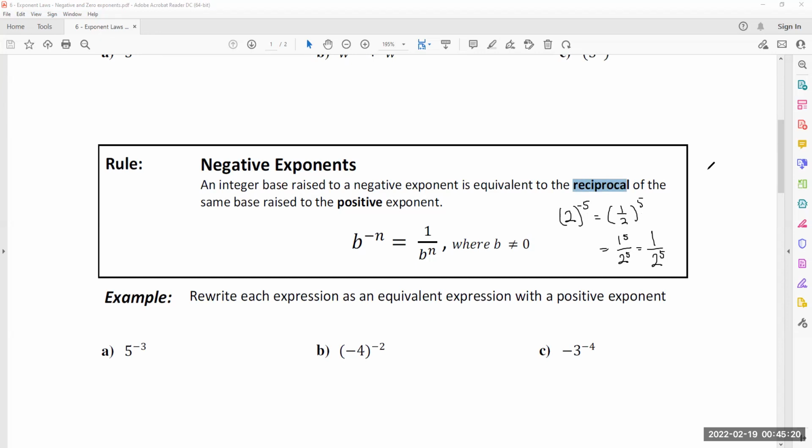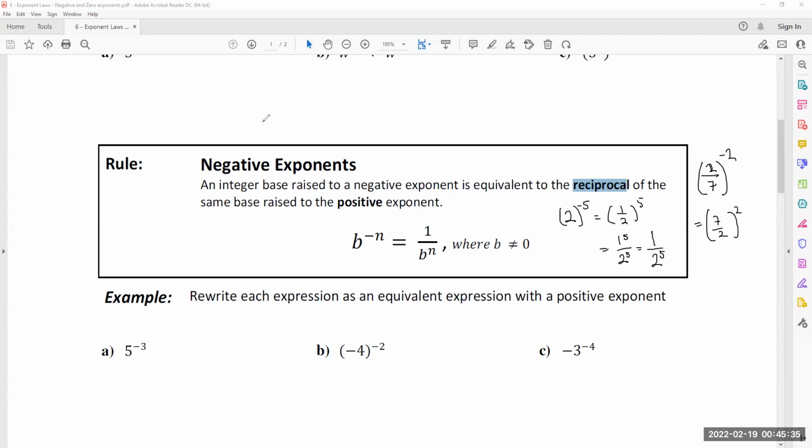Okay. Another one, let's say I have 2 over 7 to the power of negative 2. I can rewrite this as a positive 2 with 7 over 2 instead. And I'll try to explain why.